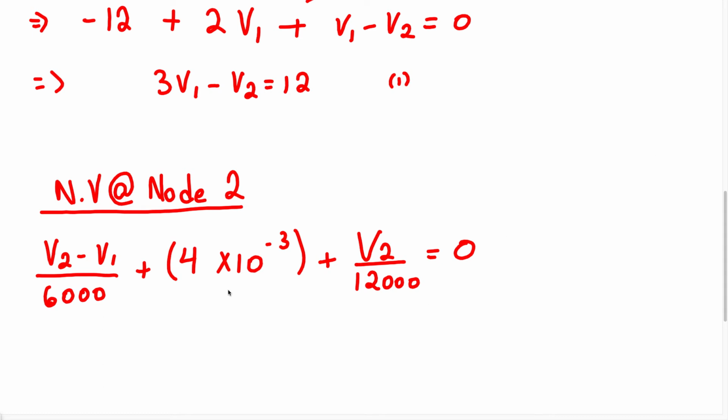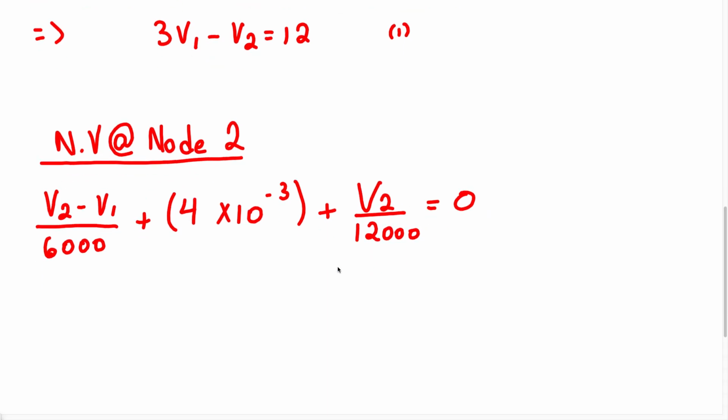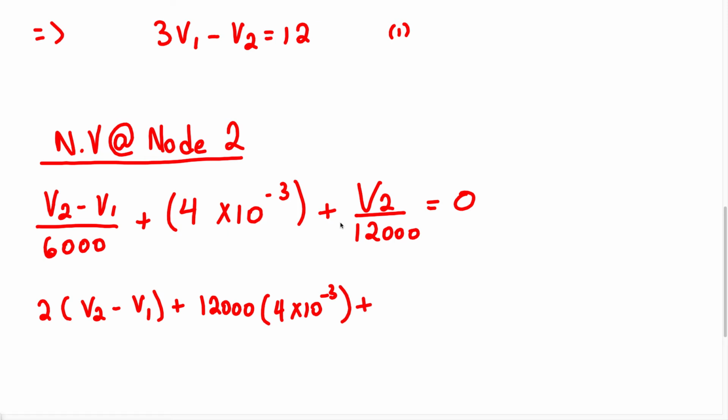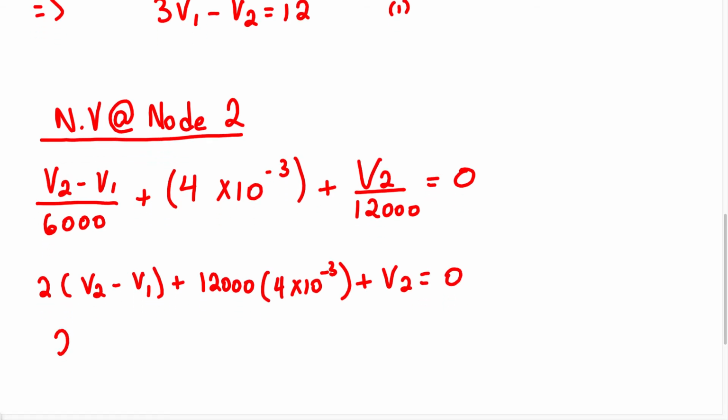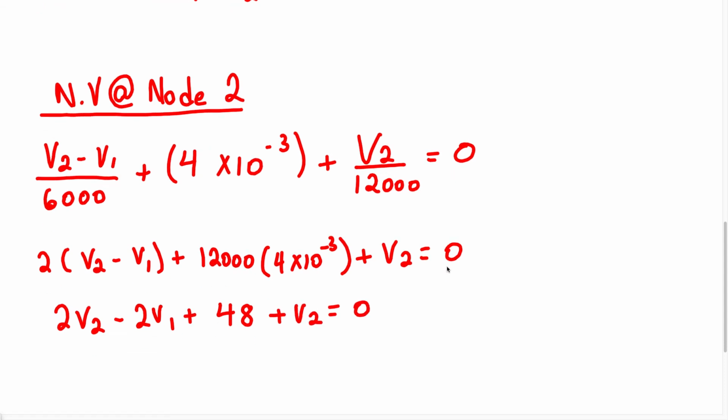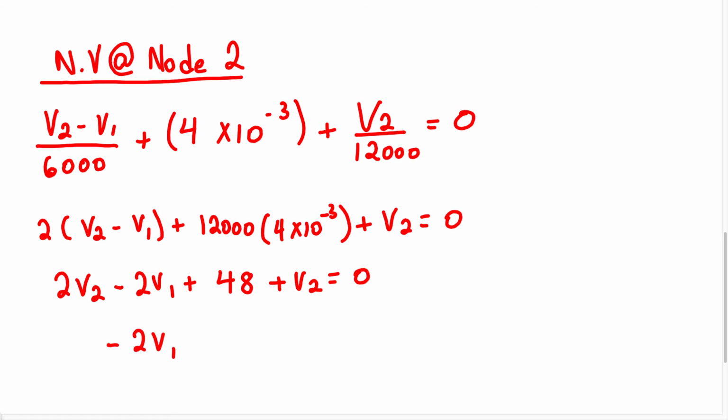Now when you look at this, we can just start to simplify. The LCD is going to be 12,000. Simplifying using the LCD of 12,000, this is going to be 2V2 minus V1, plus 12,000 times 4 times 10 to the negative 3, plus, since 12,000 cancels out with this, we're left with V2 equals 0. Now when we simplify this, we get 2V2 minus 2V1 plus 48 plus V2 equals 0. Therefore, negative 2V1 plus 3V2 equals negative 48.